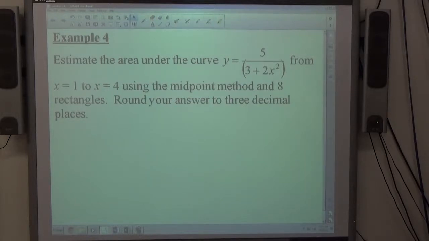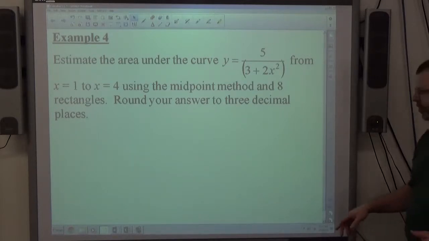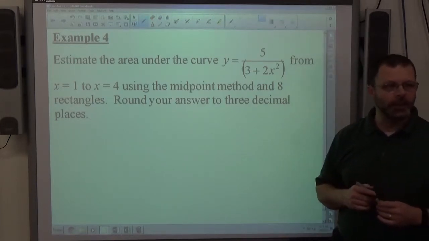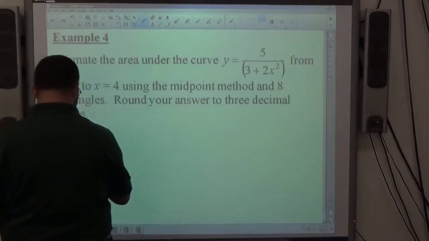All right, example 4: estimate the area under the curve y equals 5 over 3 plus 2x squared from x equals 1 to 4. Use the midpoint method and 8 rectangles. So, again, our first priority is to figure out the interval length. The interval length is delta x.